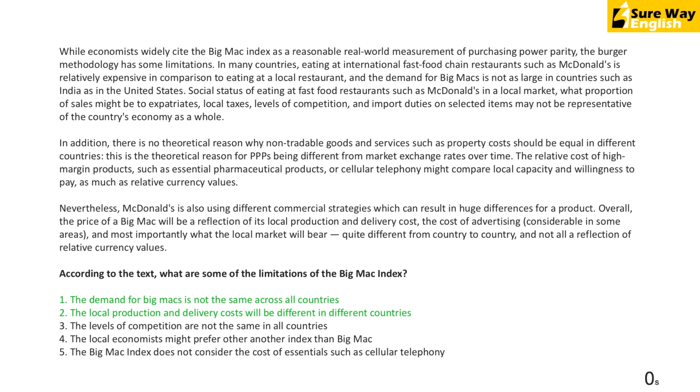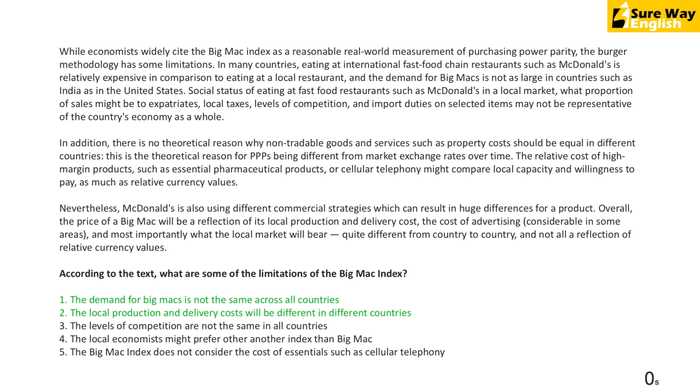Fourth, the local economists might prefer another index than Big Mac. Now, nowhere does it say that the local economists will prefer something else. All it says is that the Big Mac index is limited when it comes to considering the local factors. So this information is nowhere in the passage, so that's why it's a wrong choice.